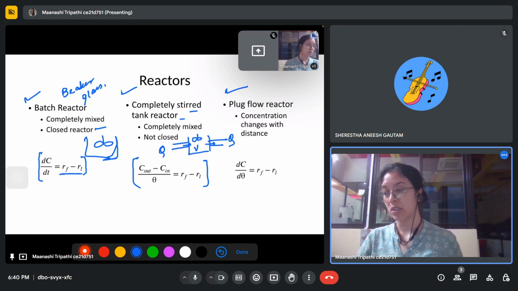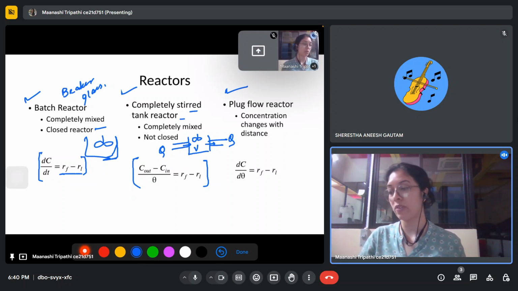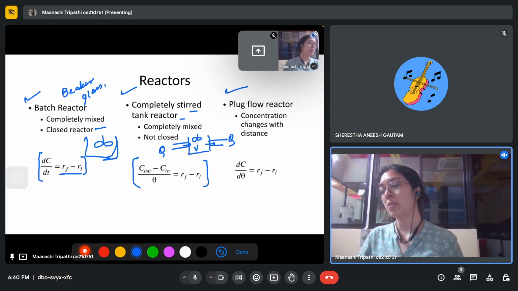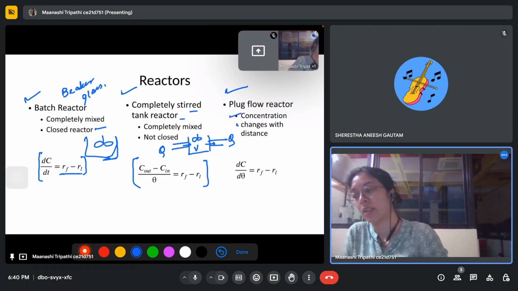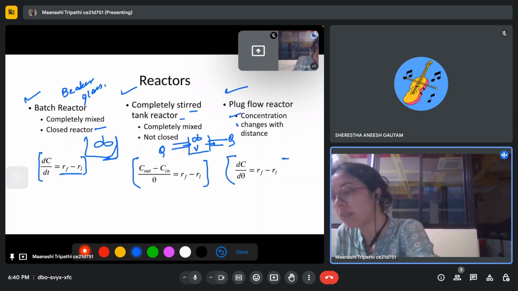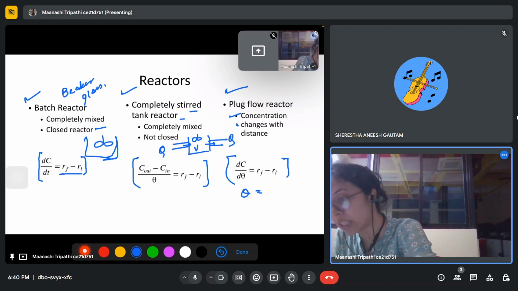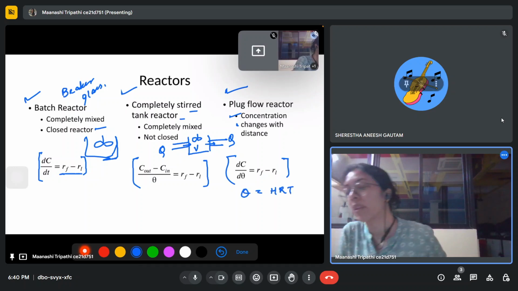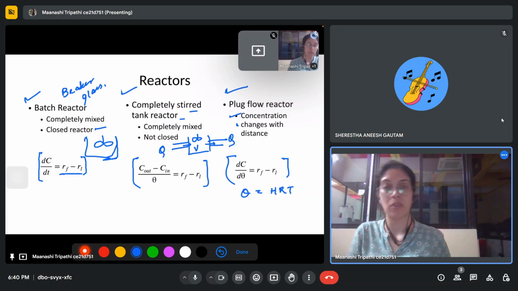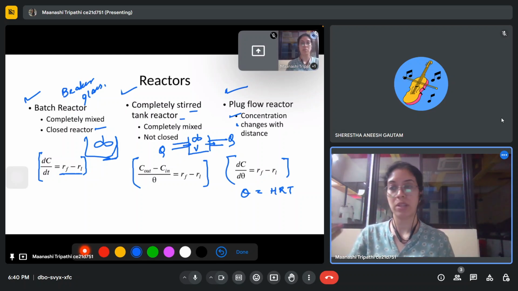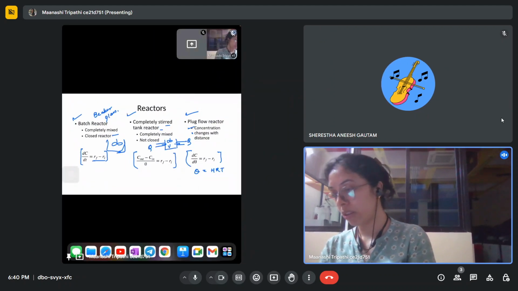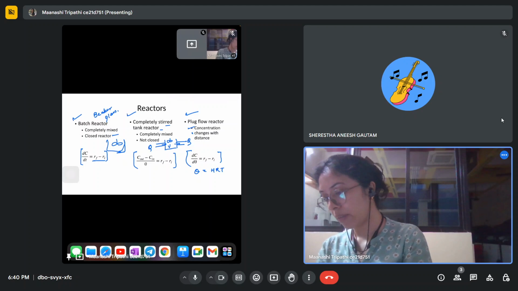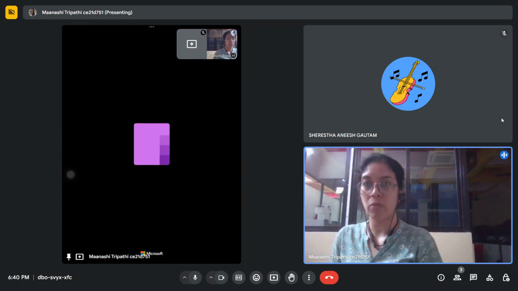We know how to solve all these equations, or how to derive all these equations. If you want, we will revise that also. The other reactor is the plug flow reactor. Here the concentration changes with distance. This is the formula for the same: dC by d theta, where theta is HRT, hydraulic retention time. It depends upon rate of formation minus rate of loss. So for the sake of revision, we will derive for one or two reactors.